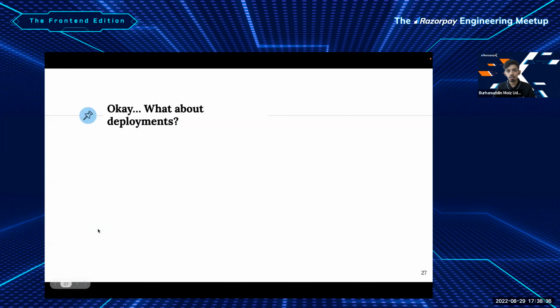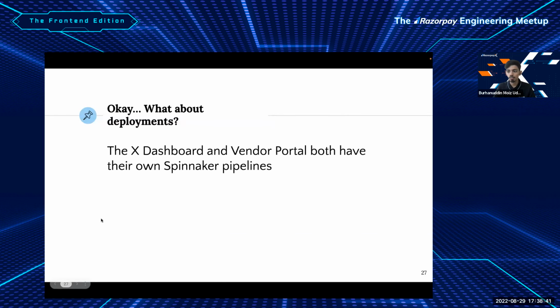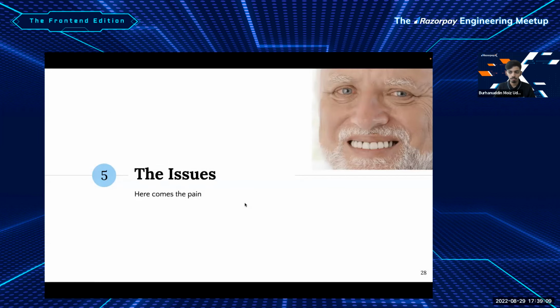Okay, but what about the problem that we initially set out to solve? The biggest challenge was having their own pipelines, right? But at this point, even that is possible. You can have separate builds, and the deployment tool that we use is Spinnaker. You might use anything else like GitHub Actions or CircleCI or Jenkins, but anything works. So yeah, at this point, both X Dashboard and Vendor Portal have their own Spinnaker pipelines. We wish everything was really nice, but again, let's start discussing the issues.